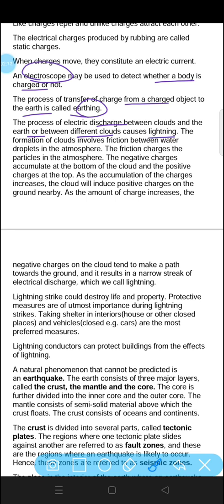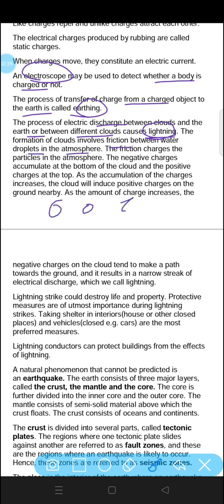The process of electric discharge between clouds and the earth, or between different clouds, causes lightning. Whenever the electric discharge takes place between the clouds and the earth, it causes lightning. The lightning that we see during thunderstorms or during rain is because of the electric discharge between clouds and the earth.